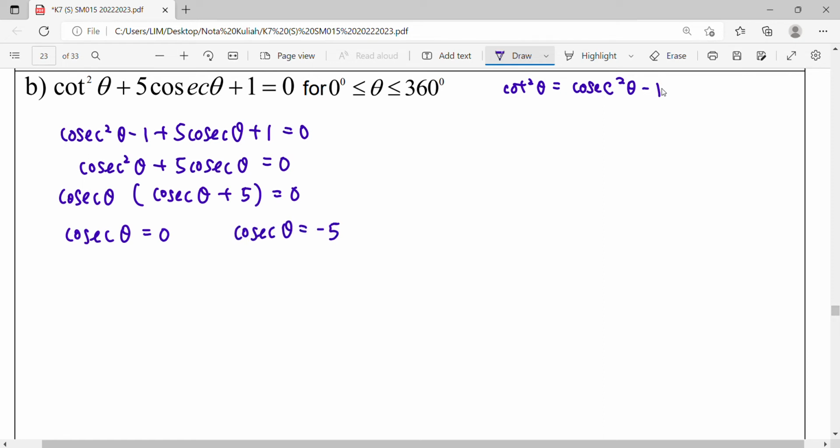So we still need to simplify until we get sine, cos, or tangent. Cosecant is 1 over sine equals 0. When I invert it, it will be 1 over 0. As we know, 1 over 0 is undefined. Our denominator cannot be 0. So here we cannot get any solution.